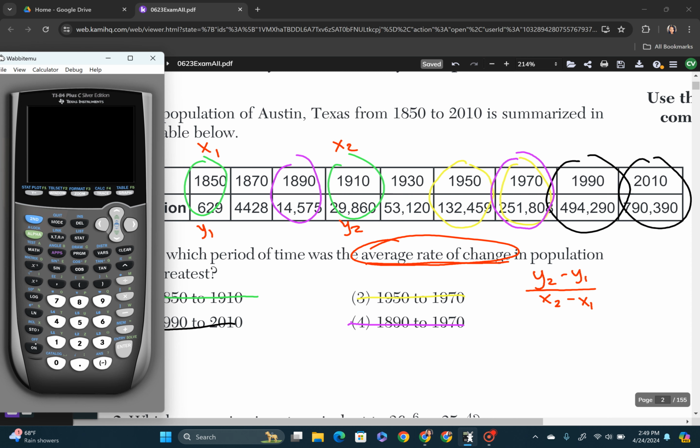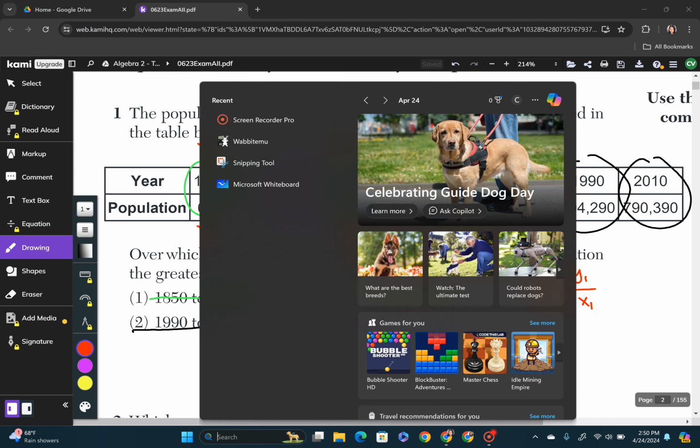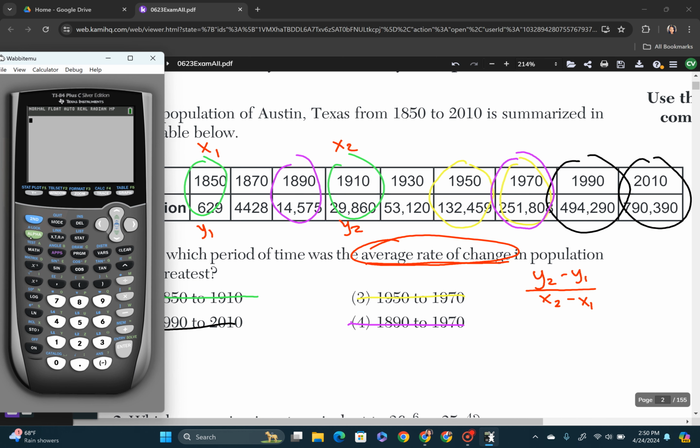We're going to take our calculator, turn it on, whenever it feels like going on. Let's go. Alrighty. And then I just start out with alpha y equals option number 1, right? So we're doing 1850 to 1910. So we have 29,860 minus 629. And then on the bottom, I'm going to do 1910, right? Minus, just make sure you're plugging everything in correctly. Hit enter, and that'll give you the answer for the first one.